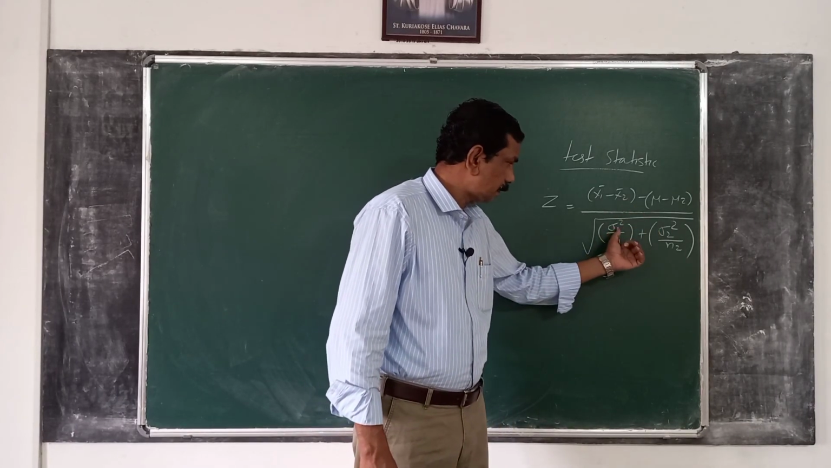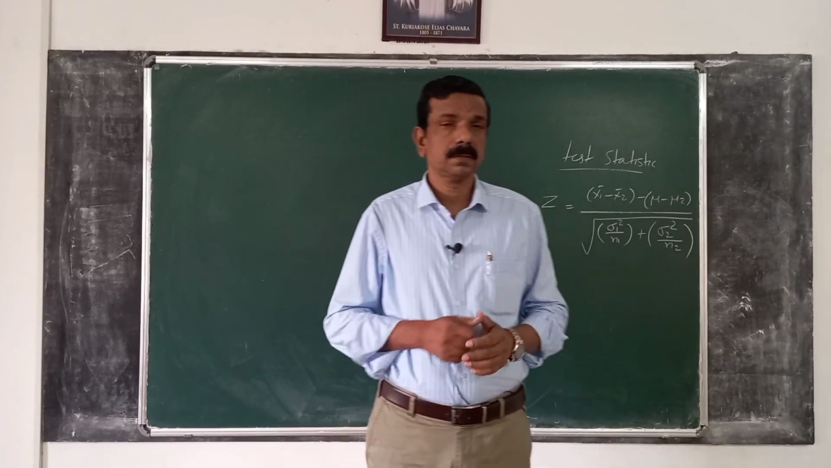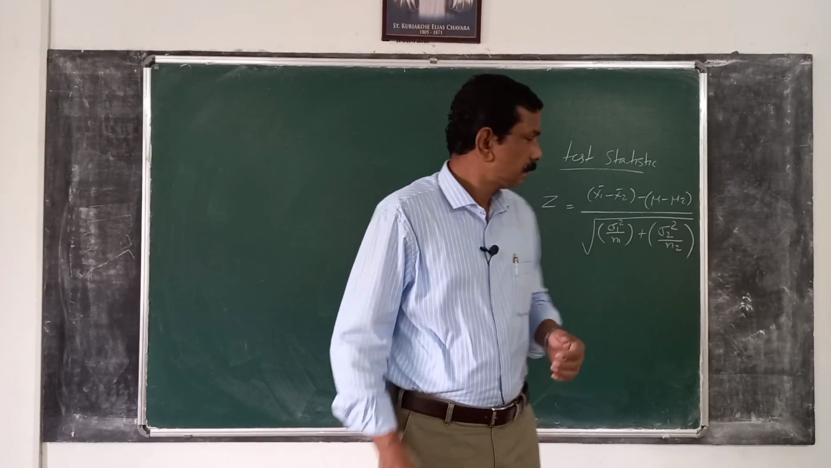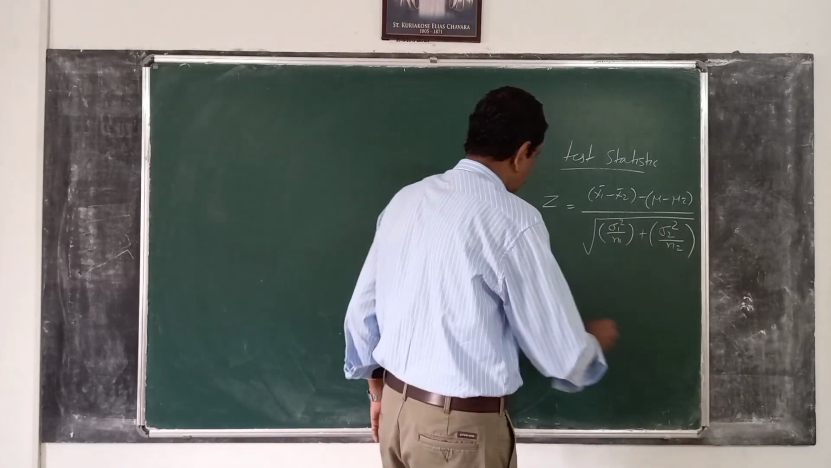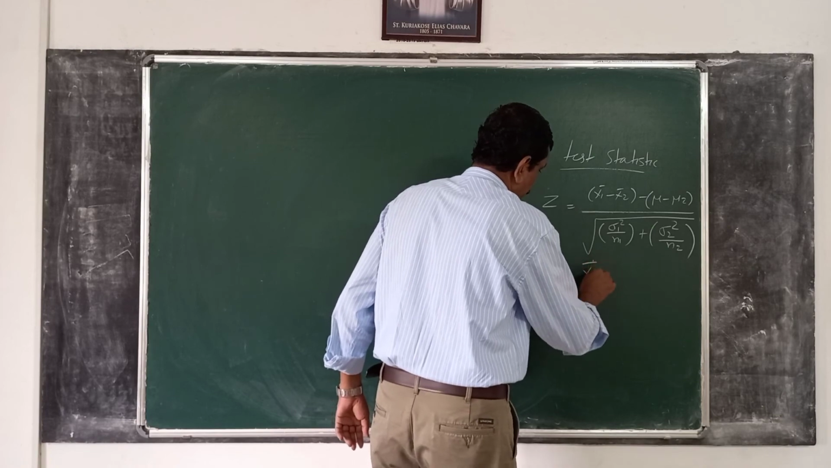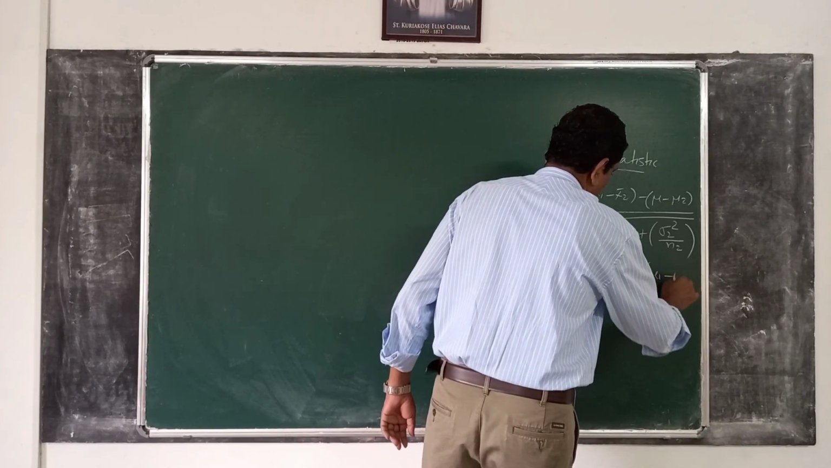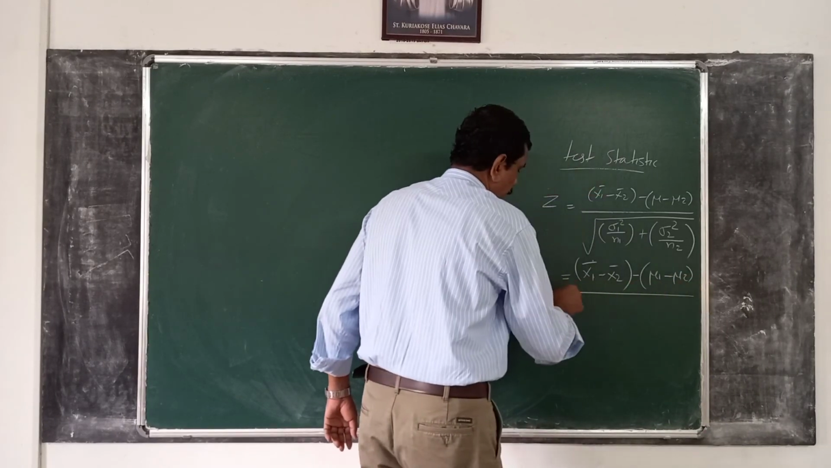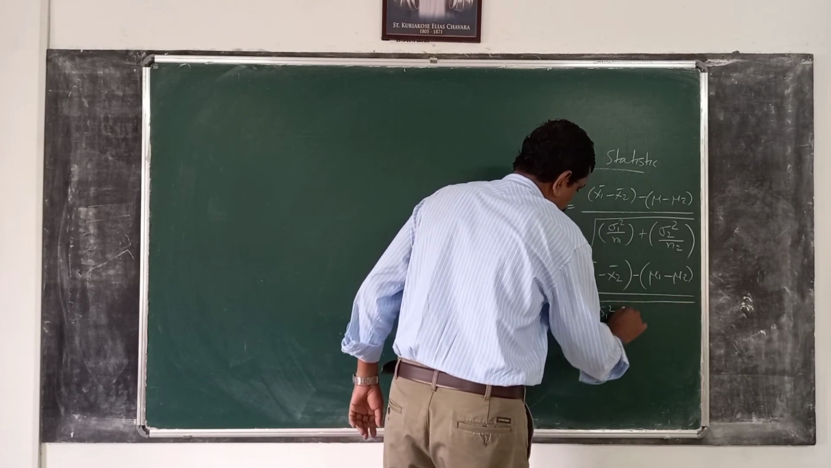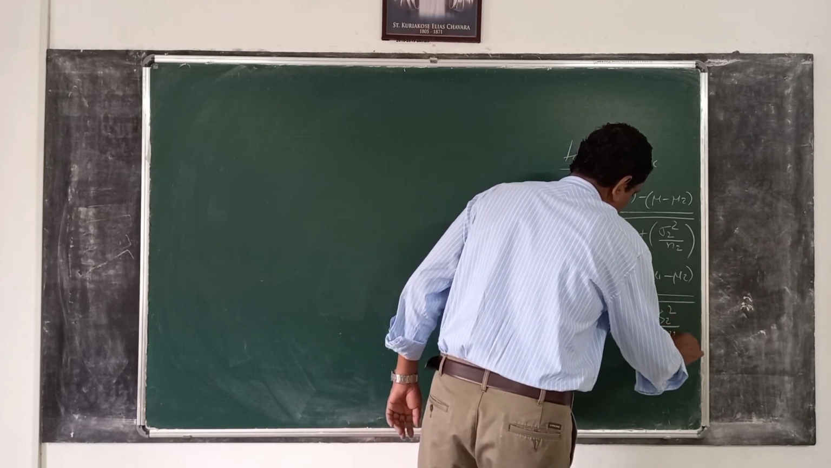And we know that sigma 1 square and sigma 2 square, the population variances, are unknown. So, we replace these with the sample counterparts. Then it becomes x bar 1 minus x bar 2 minus mu 1 minus mu 2 divided by root of s1 square by n1 plus s2 square by n2.